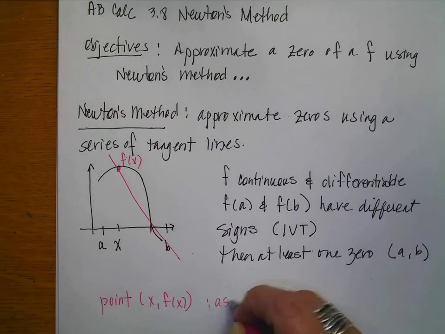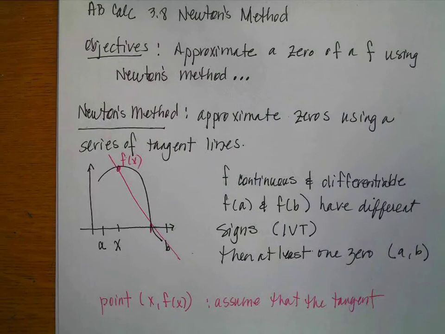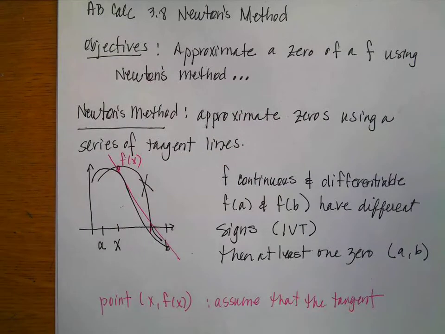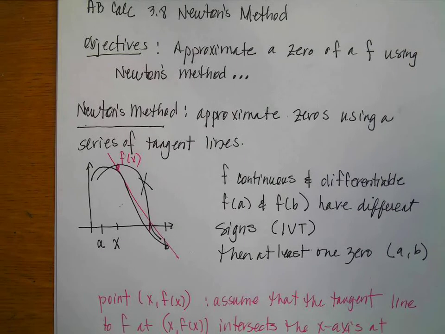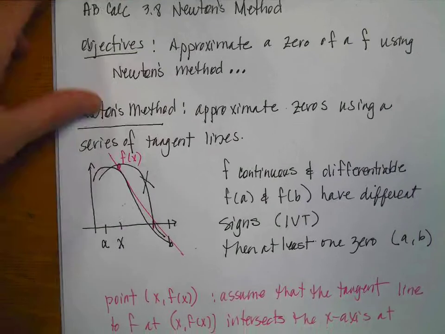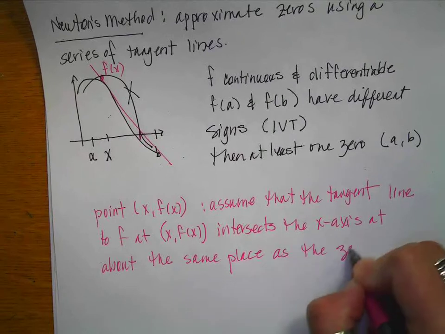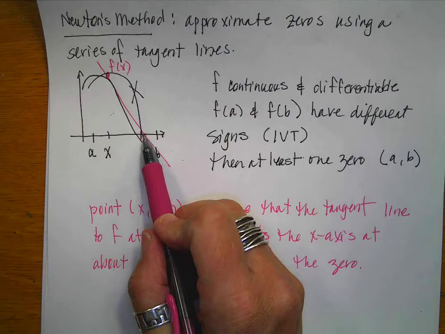And Newton's method says I'm going to assume that the tangent line, so I guess I could amend my curve a little bit to make us look better. So there's tangent. Ooh, that's better. So we'll just pretend that's yucky, and this will be my curve. We're going to assume that the tangent line to f at the point x, f of x, intersects the x-axis at about the same place as the zero. So before the advent of calculators, this was a way of approximating a zero to lots of decimals of accuracy.